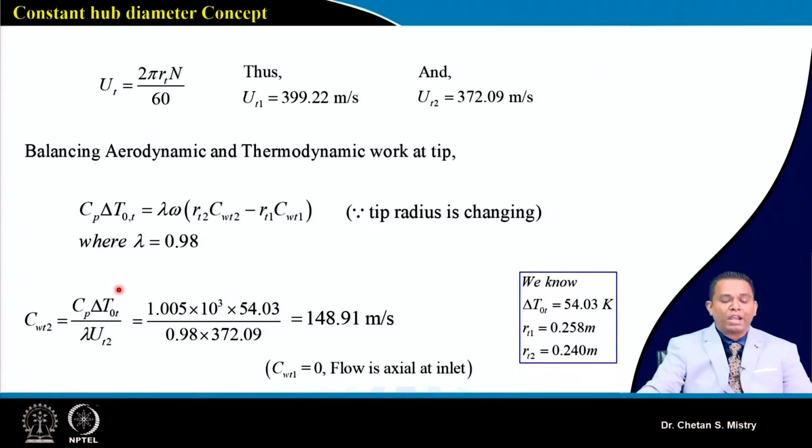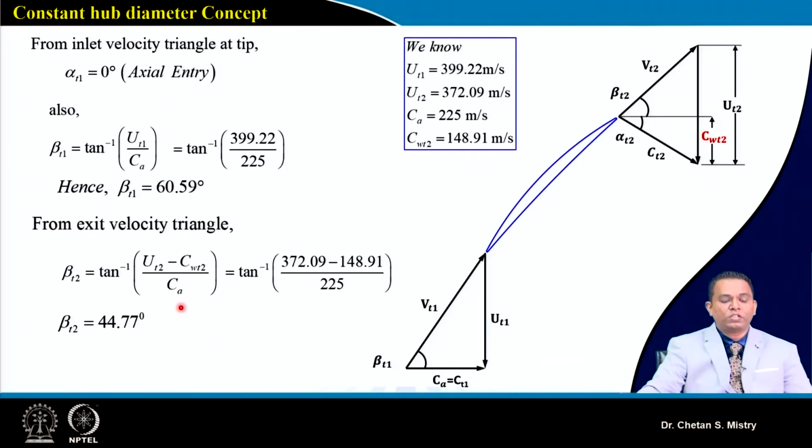Now based on the calculation for our delta T0, we will be comparing our aerodynamic work and thermodynamic work, which will be the same. If we are configuring that case, we will be getting our swirl velocity component, which is 148.91 meter per second. Now once we know our whirl velocity component at the exit, and we have assumed our entry to be axial, that means my CW1 at the tip is equal to 0.